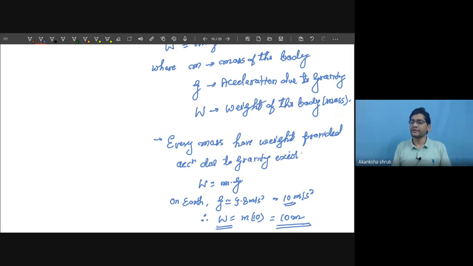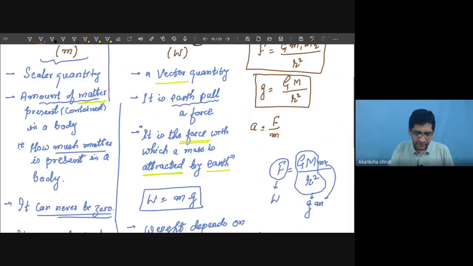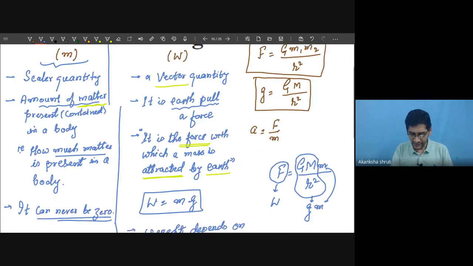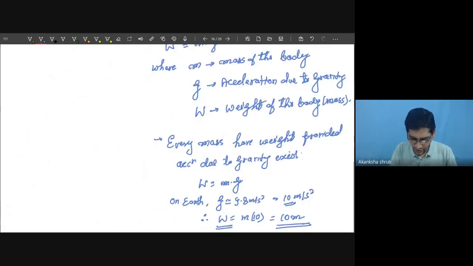Say my mass is 60 kg, then my weight will be 60 into 10, it becomes 600 Newton. Okay, student? So this weight is a force. So therefore its unit will be Newton. So we have to write more. So let us continue to write.